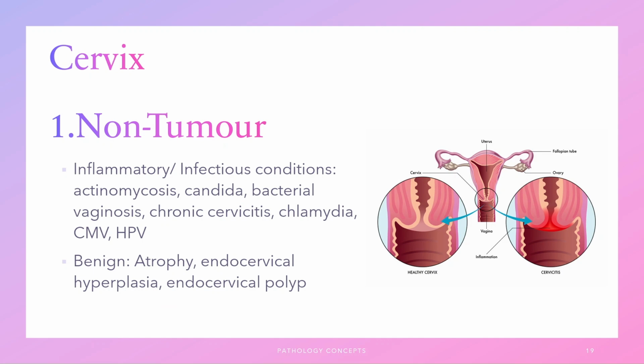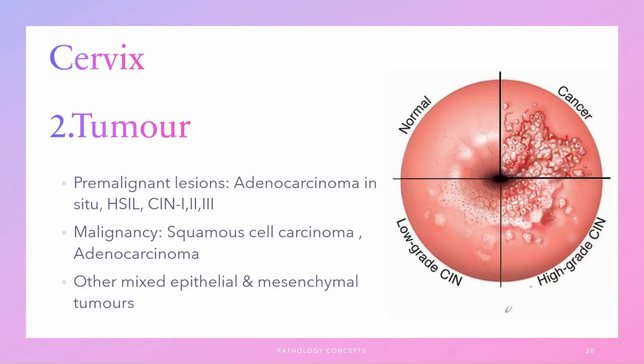The cervical pathologies include non-tumor pathology, which are inflammatory and infectious conditions like actinomycosis, candida, bacterial vaginosis, chronic cervicitis, chlamydia, CMV, HPV, and benign lesions like atrophy, endocervical hyperplasia, endocervical polyp. The tumorous pathology involves pre-malignant lesions like adenocarcinoma in situ, HSIL, CIN 1, 2, 3, and malignancies like squamous cell carcinoma, adenocarcinoma, and other mixed epithelial and mesenchymal tumors.